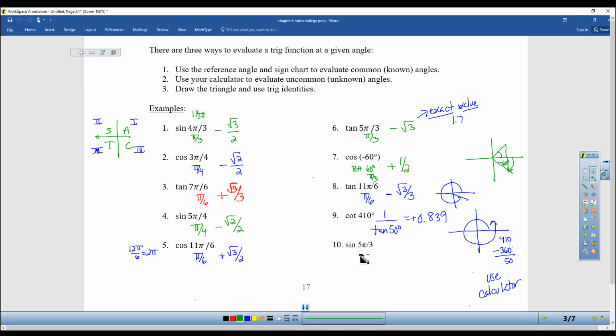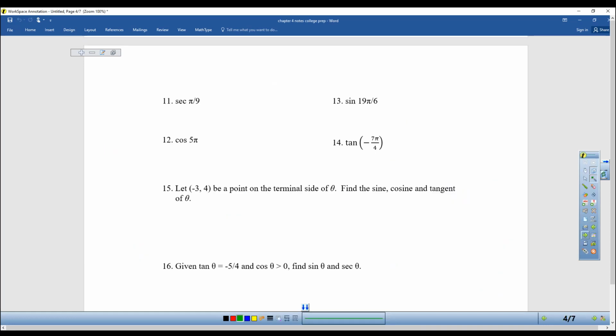Sine of 5 pi/3. The reference angle is pi/3. Sine of pi/3 is square root of 3 over 2. And 5 pi/3 is in quadrant 4, so it's negative. All right, we have 4 more to practice on.